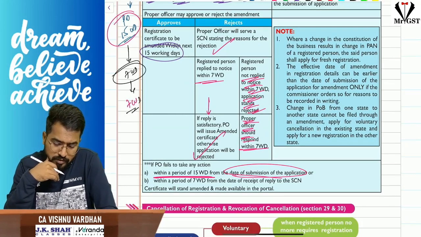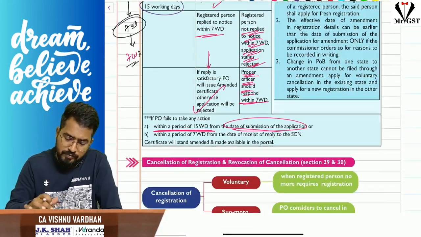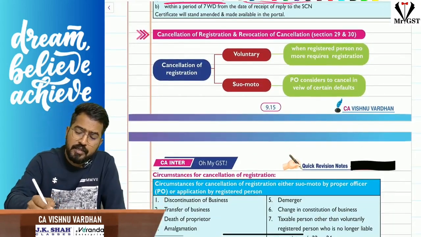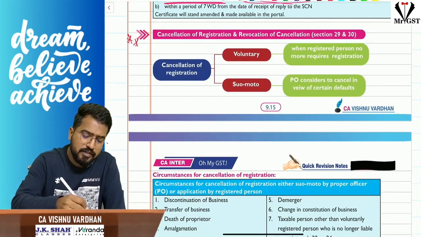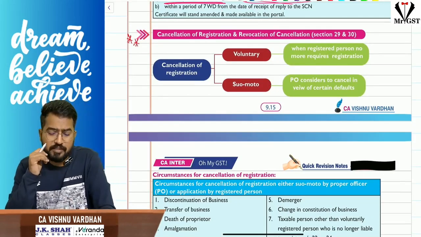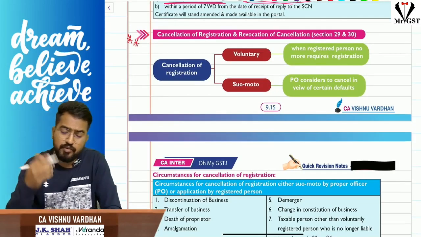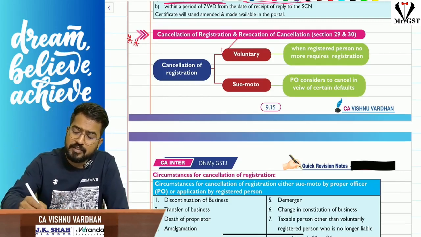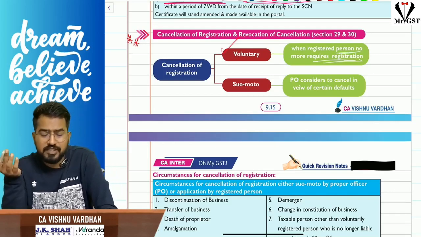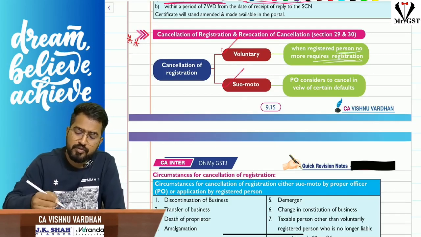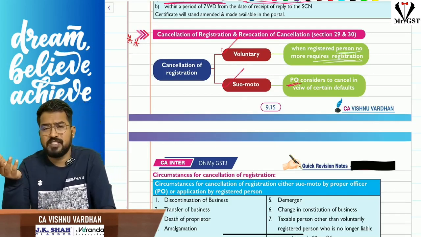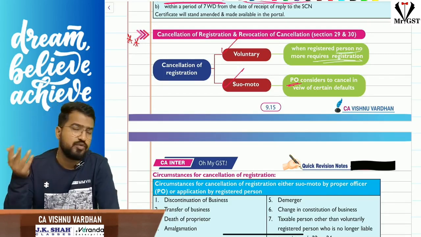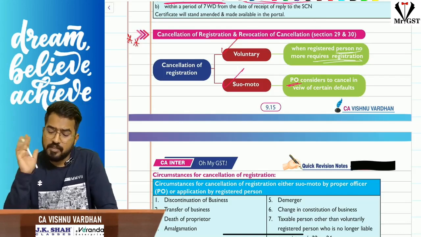Okay, so the next point. With that we have seen the amendment also, and the last one, a very important one, the cancellation of registration. Cancellation of registration is of two types: voluntary cancellation by the person who has registered, or suo motu cancellation by the proper officer, who can cancel on his own. So these are the two things.